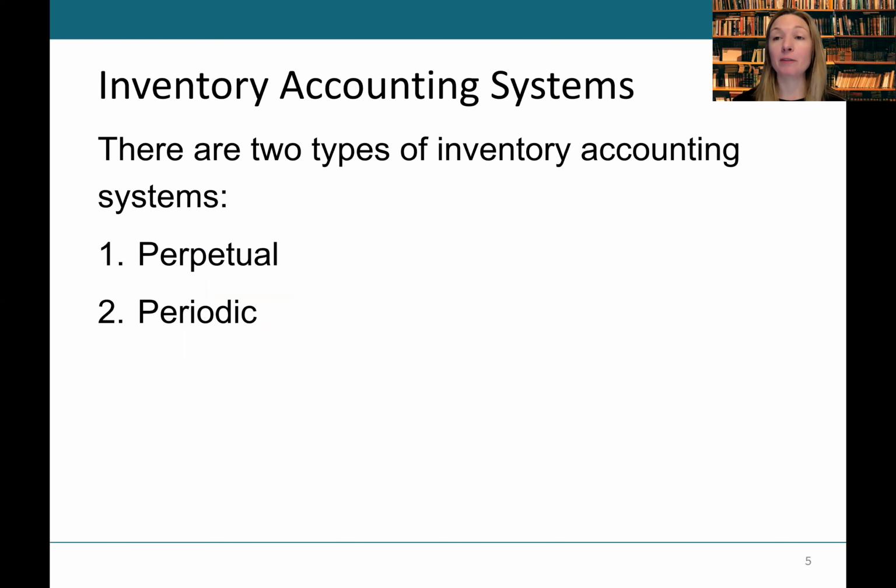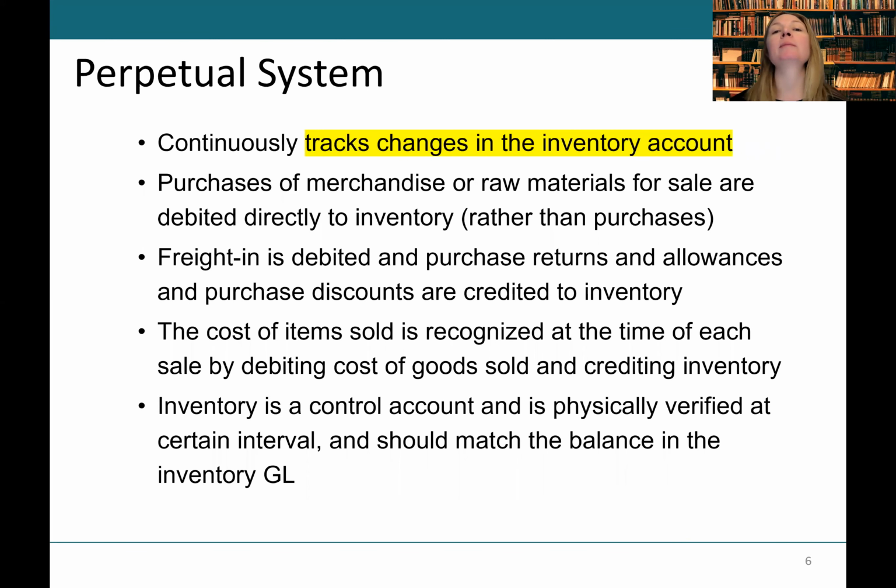There are 2 types of inventory accounting: a perpetual system and a periodic system. A perpetual system continually tracks changes in the inventory account itself. So purchases of materials or sales are debited to inventory. It's pretty simple. Everything just goes straight through inventory, and your inventory account is always expected to be current, or at the proper balance, at your statement of financial position date. Freight in is also debited, and purchase returns and allowances all go through inventory, same thing.